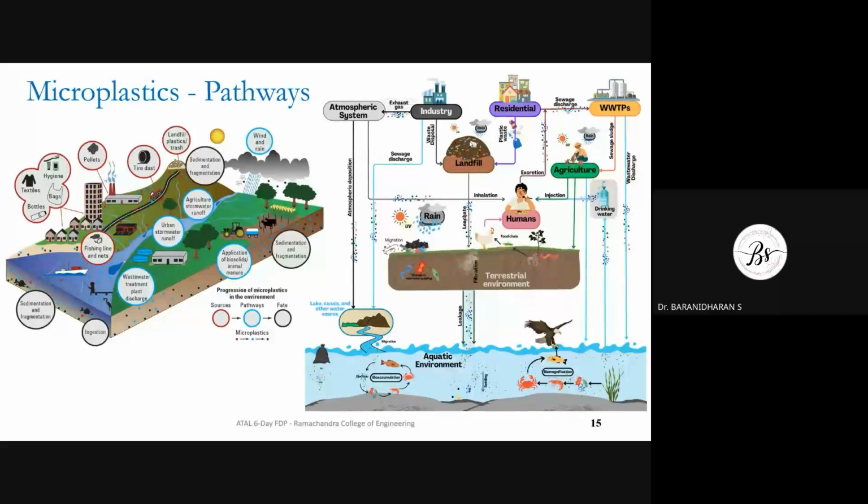With respect to the pathways, there are different sources. To name a few, we have already seen synthetic materials, textiles, tire dust, the pellets from industries, and fishing nets. There are several sources in the environment. Then the microplastics get into the environment, and their fate can be either in the water or in the soil. Again, the wind is a big question.